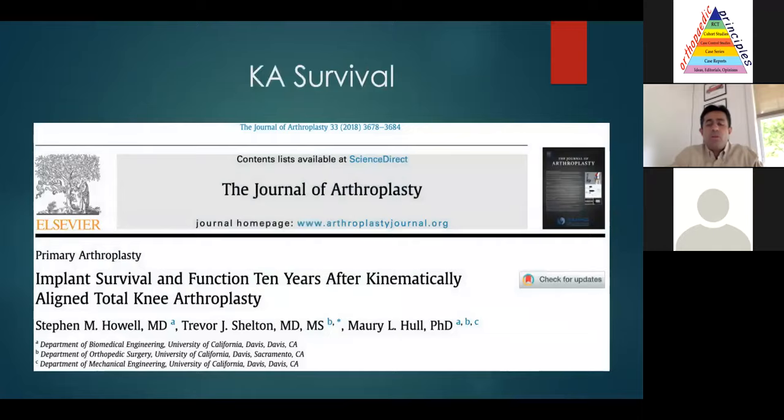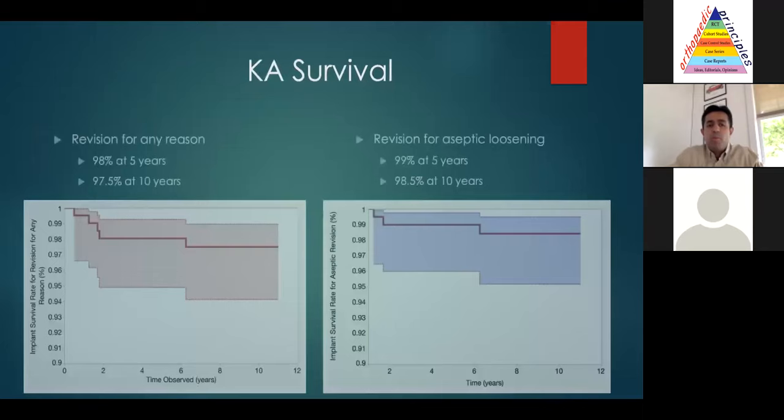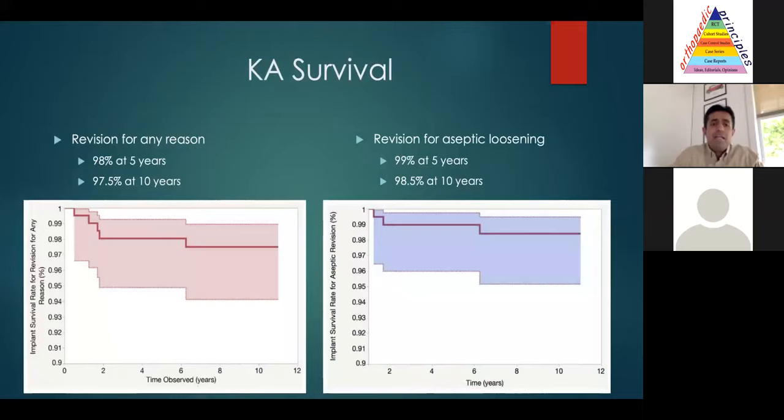What about 10 years? So now we are getting into the midterm survival range. Again, Professor Howell's group found excellent survival when he compared them. So revision for any reason was 98%, whether it was 5 years or 10 years, and revision for loosening was almost 99% survival rates in terms of aseptic loosening at 5 years or 10 years. So it seems that these implants survive for a very long time without loosening. So maybe something is good in terms of how you apply them.